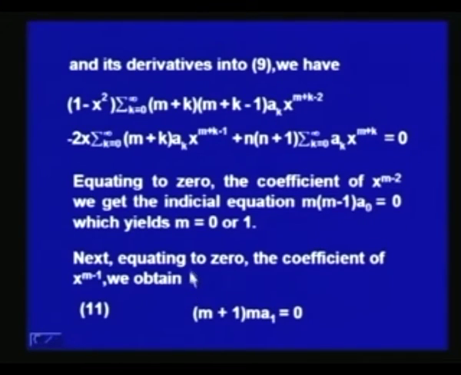When we equate to 0 the coefficient of the next higher power of x, that is x to the power m minus 1, we can see that the coefficient of x to the power m minus 1 will be available only in the first term when we take k equal to 1. The initial equation we had obtained from the first term itself, by taking k equal to 0. When we take k equal to 1 in the first term we get the coefficient of x to the power m minus 1, and it will be m plus 1 into m into a1. So, let us put that equal to 0.